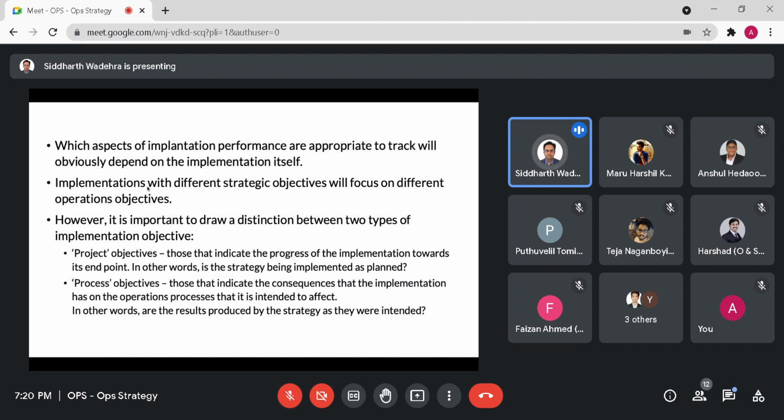Typically your project objectives are those that indicate the progress of the implementation towards the endpoint. In other words, is the strategy being implemented as planned? And you have process objectives, which indicate the consequences that the implementation has on the operation processes that it is intended to affect. From a process objective point of view, you're looking to optimize the process to ensure that the best possible results are obtained. When you talk about project objectives, you have certain predefined goals that you are working towards when you are tracking those metrics, so as to say.